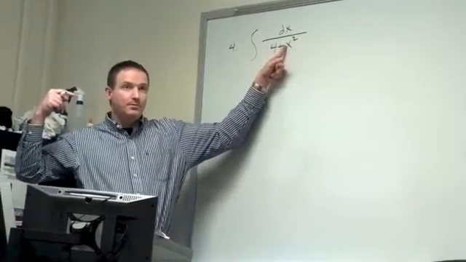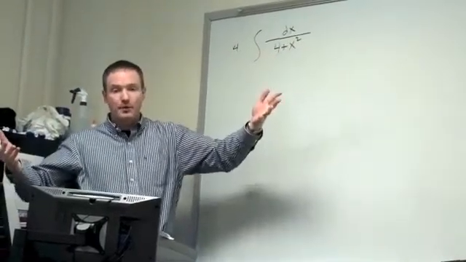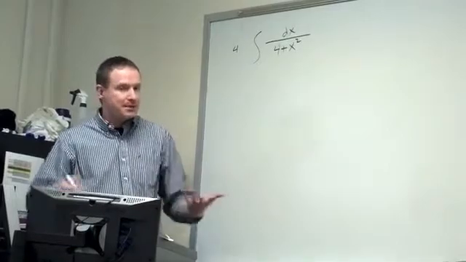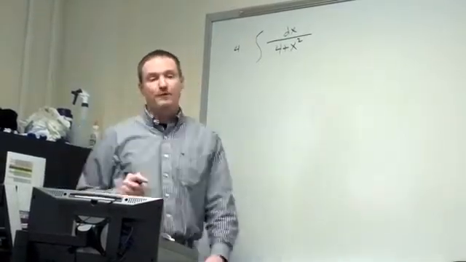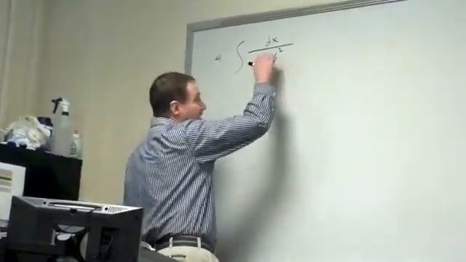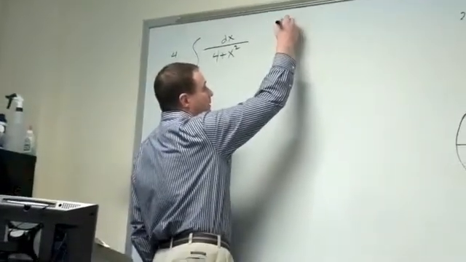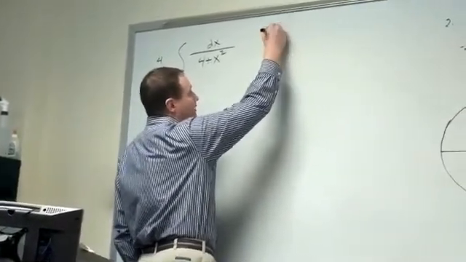So I can say, well, instead of just saying what if, let's force it to happen. So I'd like to have a 4x squared there. So I'll just say, I'm going to say let 4x squared equal u squared.